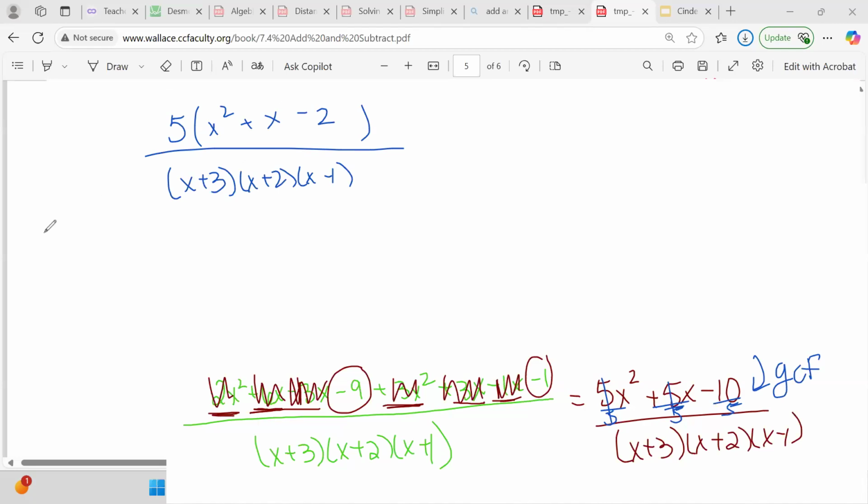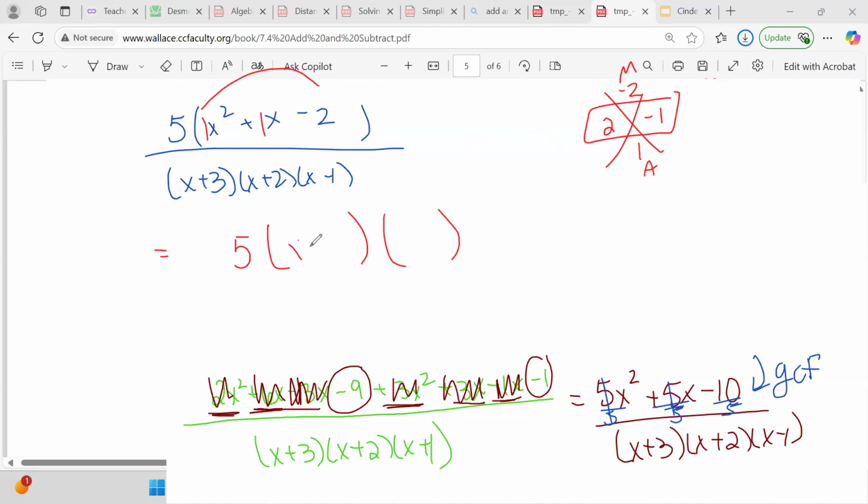Okay, now look at the trinomial on the top. I'm in red. Let's see if that factors. There's a 1, there's a 1. So negative 2 and 1. We want to multiply to the top, add to the bottom. What if you had 2 and negative 1? Yep, that works. So we have 5, the GCF is still there. And we have factored the trinomial with the red magic X to be x plus 2, x minus 1. The bottom lives.